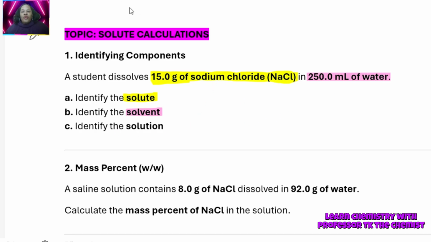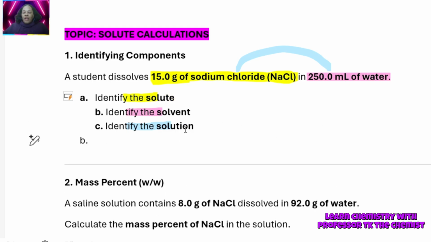Now, for your solution, identify the solution. It's both of these together, okay? That gives you your solution. That's it. That's all. Nothing more, nothing less. Now, if I wanted to take this problem one step further, let me go ahead and type this in now, because we're going to actually take this one step further.